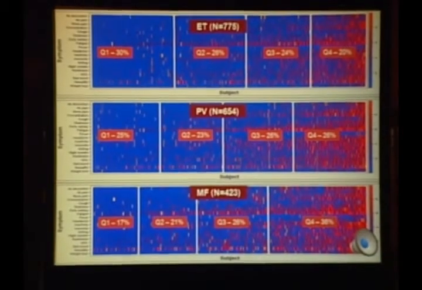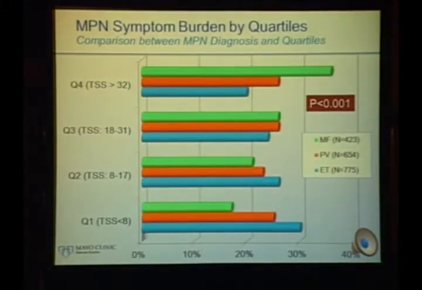However, when we line them up, we see that although the MF patients have the most significant symptoms, there really are significant groups of patients in Q3 and Q4 with ET and PV who can be highly symptomatic. And looking at this graphically, yes, if you have ET, you're the most likely to have a low symptom burden, but it's no guarantee that you won't have symptoms. Likewise, MF is most likely to be problematic with symptoms, but there are exceptions.